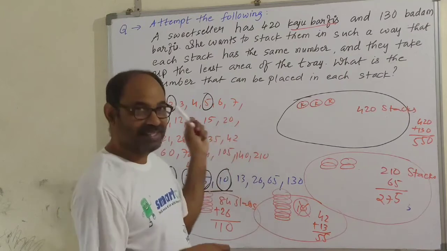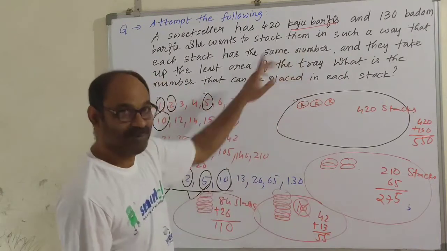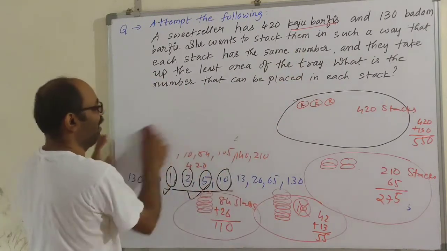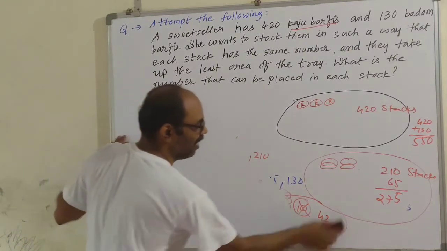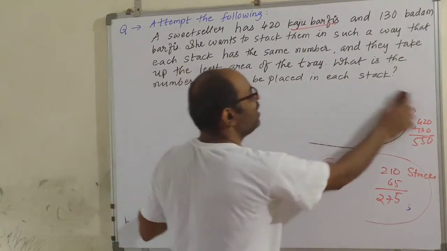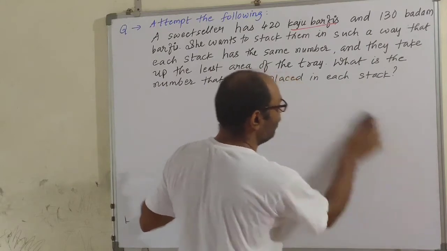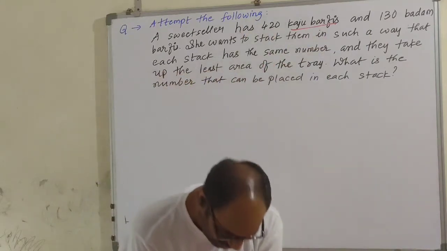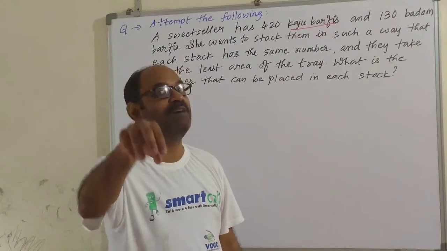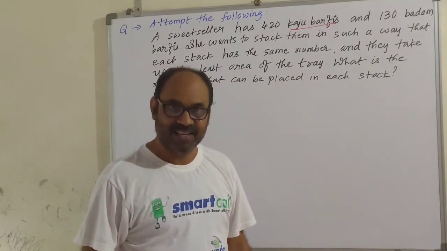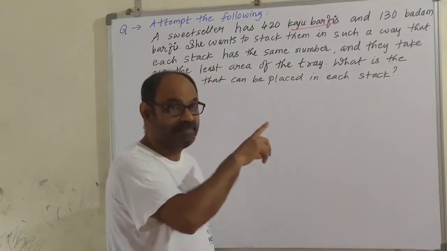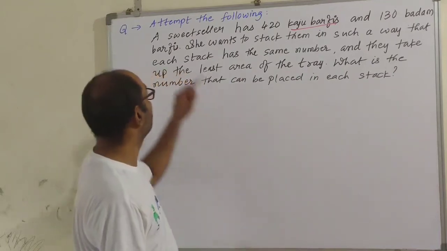So, once again, I am going to read this. This is just an explanation, just for understanding. I hope you understood. The highest common factor of these 2 numbers is 10, and that is the number of burfis that you can take in each stack. Correct? Okay.